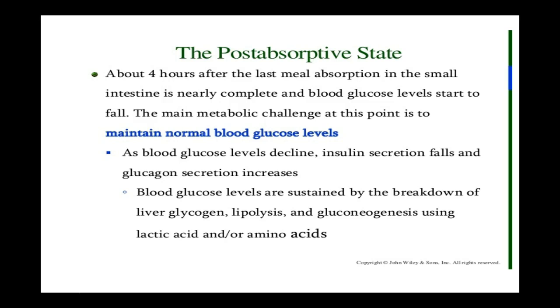They decline, so insulin secretion declines. That's a feedback system. And then glucagon is released. Glucagon will stimulate the breakdown of the stored glucose in the liver, the breakdown of fats, and then the actual making of glucose from fats. So breakdown of liver glycogen, lipolysis, the breakdown of fats, and then also the creation of glucose molecules from fat molecules, which is gluconeogenesis.